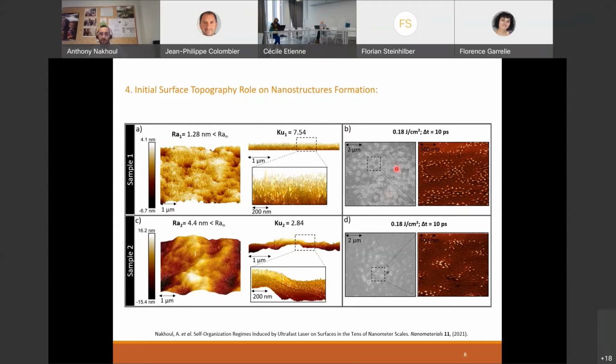And we observed that the concentration was not the same for the two samples. So here we can see that the initial surface topography can also modify what we obtain after the laser irradiation. Maybe the spiky surface plays a role in increasing the surface absorbance of the energy, and that's why maybe we have more concentration.